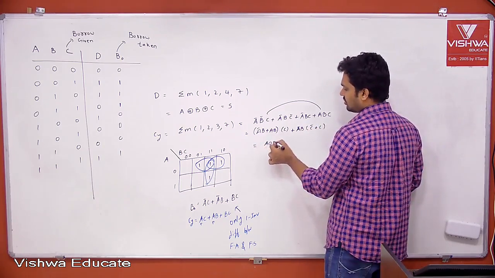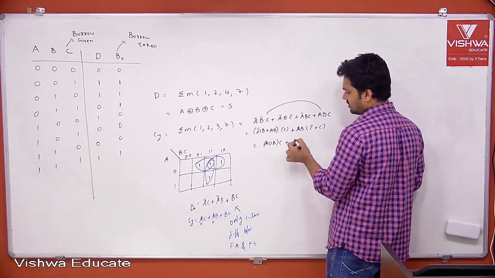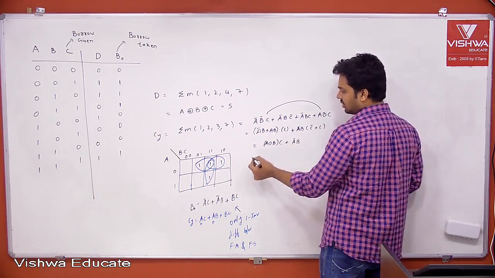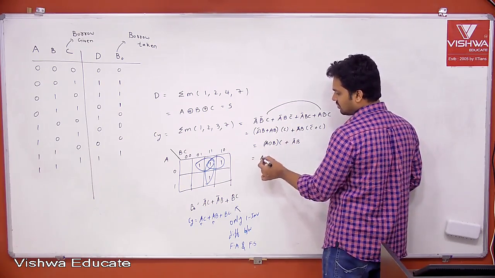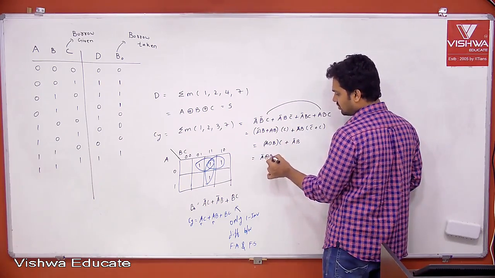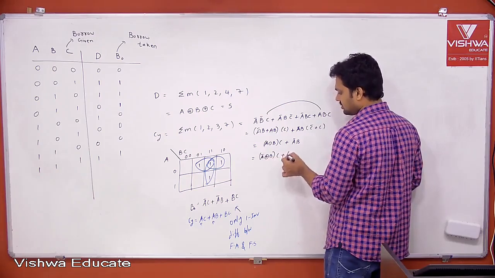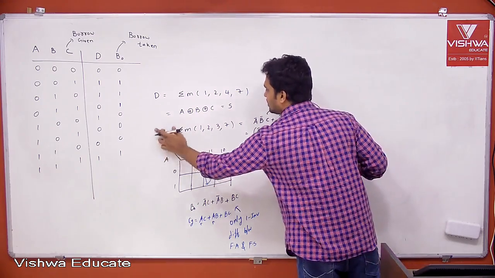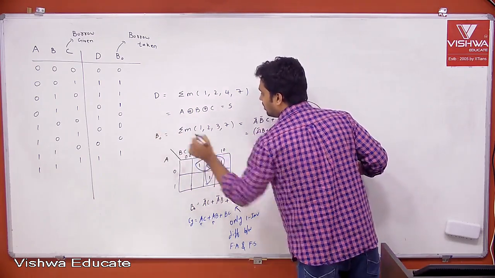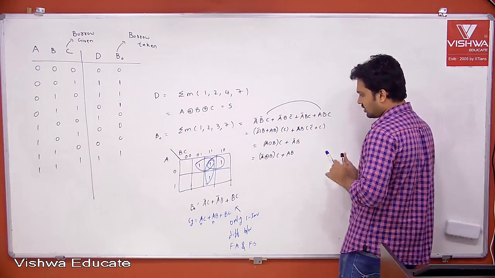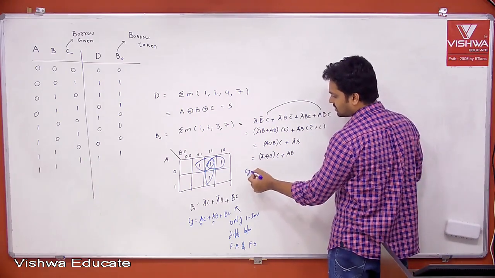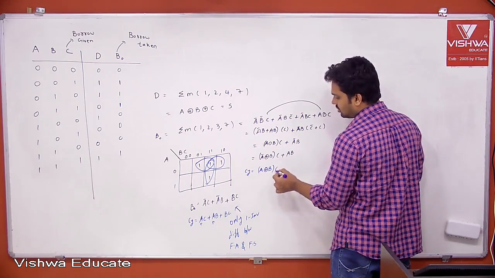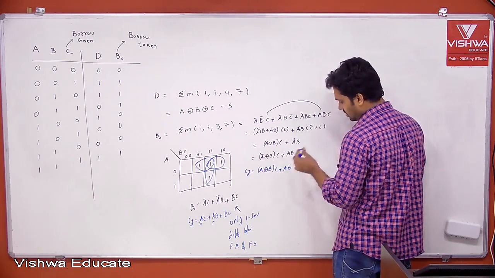So what is this? A XNOR B into C plus A bar B into C bar plus C is neglected. Or you can write this as A XNOR B, which is nothing but A bar XOR with B, into C plus AB. Sorry, you compare this expression with your carry expression. What is the carry expression? A XOR B into C plus AB.